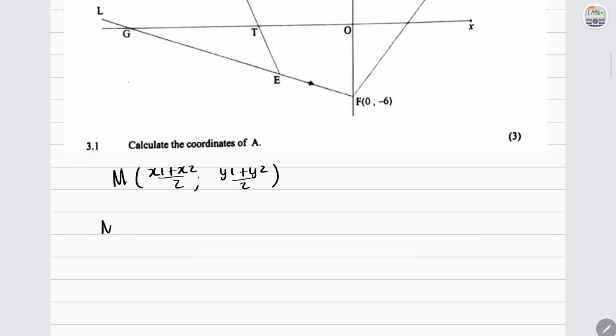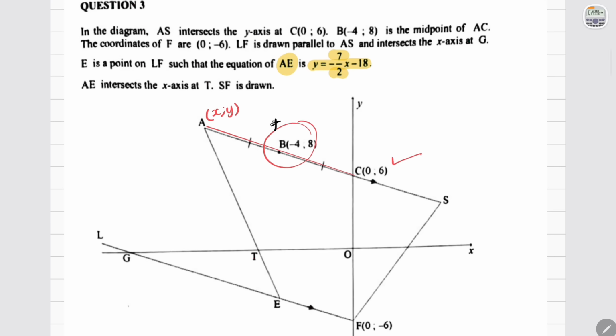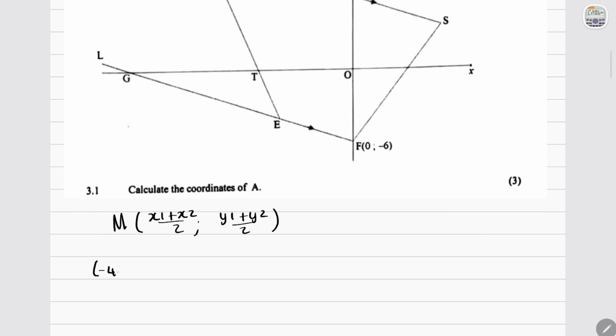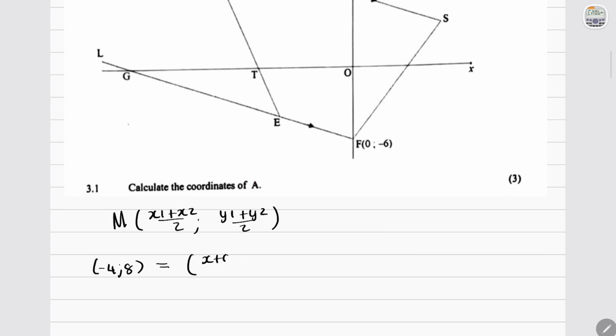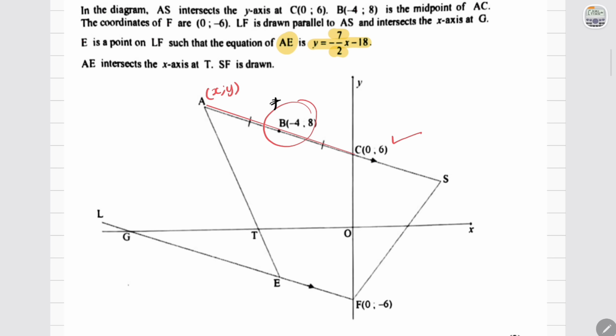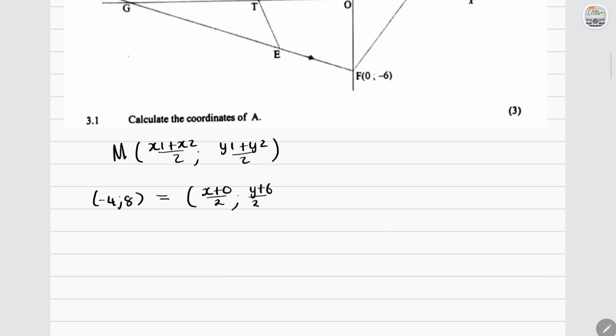And now we're looking at that midpoint of AC. So the midpoint of AC is B, (-4, 8). So we'll say this is (-4, 8), that this point is exactly the same as this. So this is the midpoint, but here's the calculation for the midpoint when we're trying to find it. We would say the x1 plus the x2, the endpoints' x values. So that's (x + 0) over 2, and then the y values. So that's (y1 + y2) over 2. So that's (y + 6) over 2.